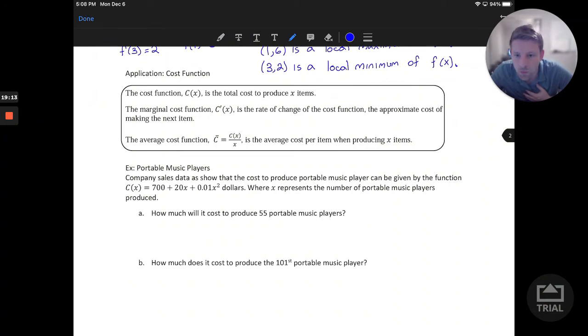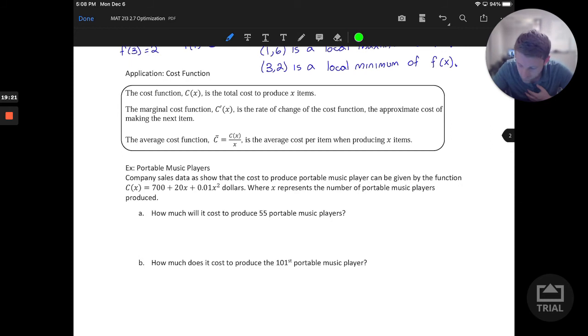So a cost function we'll call C of x, capital C of x, is the total cost to produce x items. So when we think of C of x, the output is always talking about a total cost to produce x items. The marginal cost function we'll call C prime of x is the rate of change of the cost function. And another way to consider that is it's kind of the approximate cost of making that next item. We don't use that as much, but the rate of change of the cost function would be our main application there.